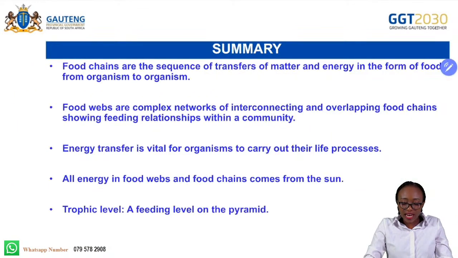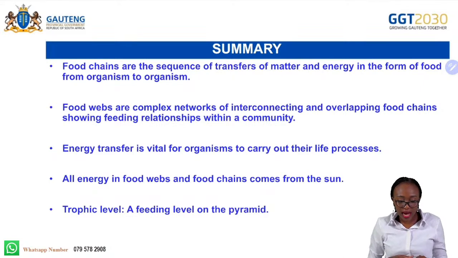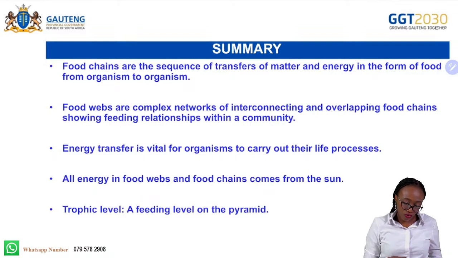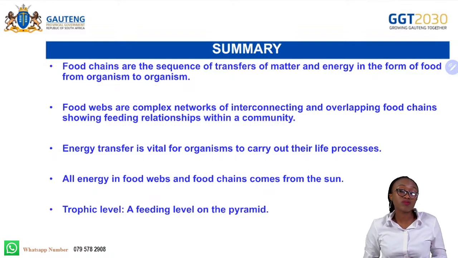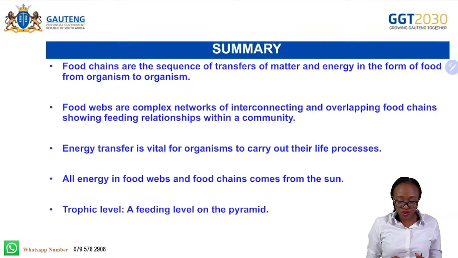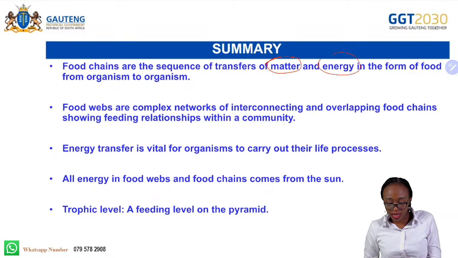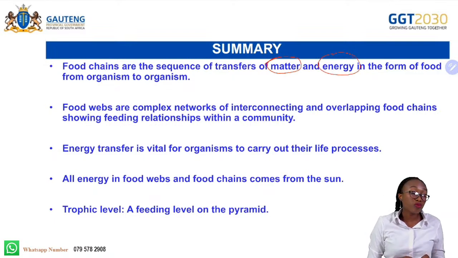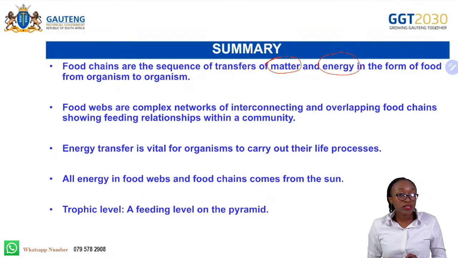Welcome back. Now let us wrap up our lesson. What did we learn today? In today's lesson, we learned about food chains, which are the sequence of transfers of matter and energy in the form of food from organism to organism. Your food chain will have your primary producer, your primary consumer, your secondary consumer, and your tertiary consumer.